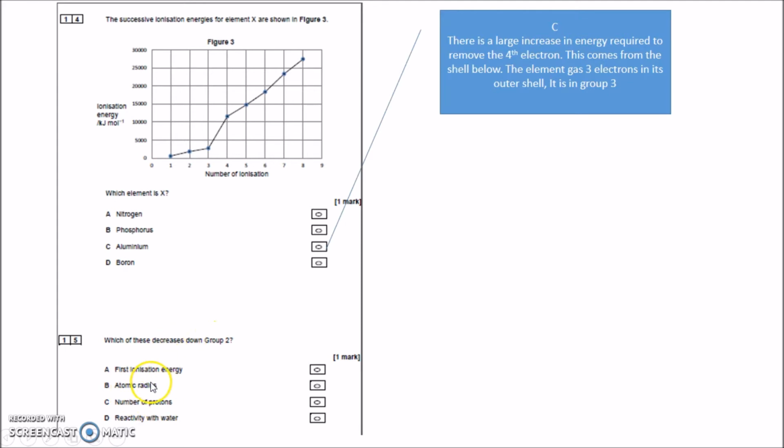Let's just check. Atomic radius, no, that gets bigger, you get more and more shells. Number of protons, no, that gets bigger and bigger as you go down the periodic table. Reactivity with water, no, as you go down group 2, they get more and more reactive because they want to form 2+ ions, and those electrons are more easily removed if they're further away from the nucleus. They have a lower ionization energy, so they form ions more easily as you go down the periodic table and thus become more reactive. So your answer is definitely A.